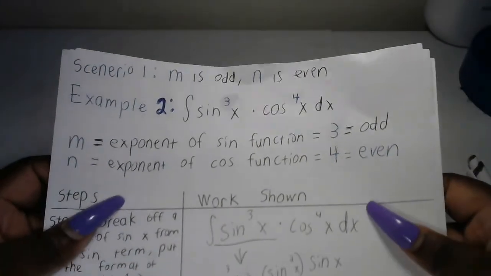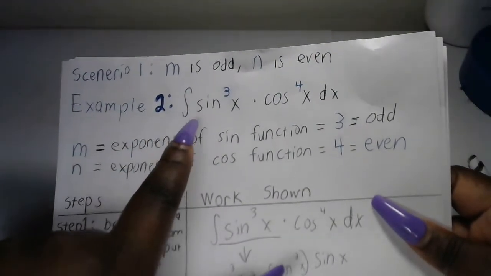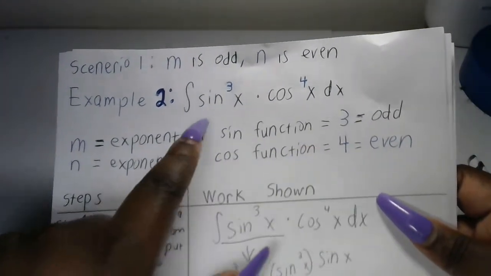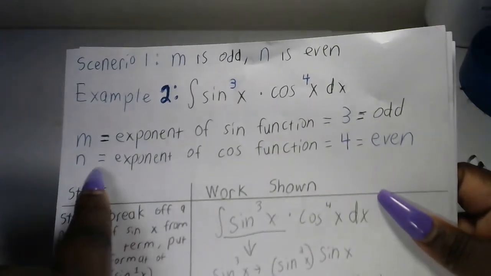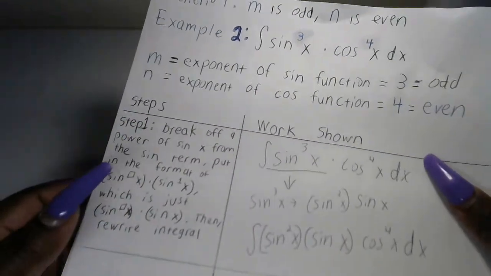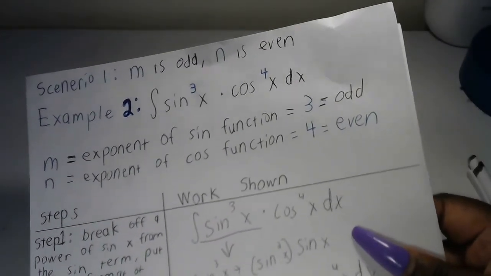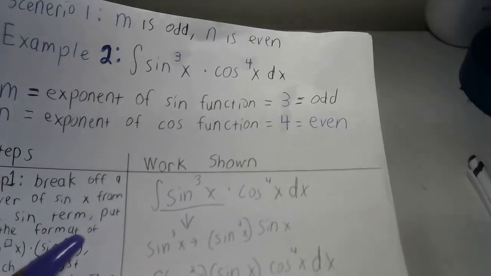I did a second example as well, example 2. For scenario 1, I did another example. It's the integral of sine x to the 3rd power times cosine x to the 4th power dx. As you can see, m, which is the exponent of the sine function, is 3, and that's odd. And n, which is the exponent of the cosine function, is 4, and 4 is even. I'm also going to upload this to Google Drive, and it'll be available in the link in the description as well. Here's just a second example. All of the things are done out for you, just for you to follow along and to show a second example of scenario 1.